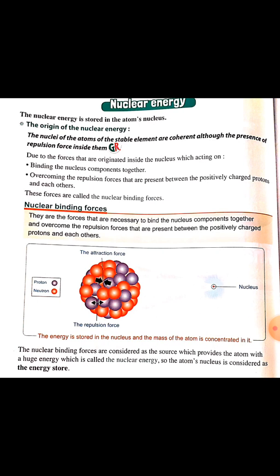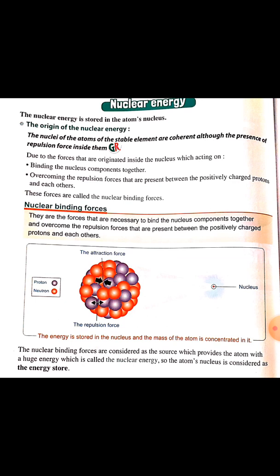You studied the atomic structure before, and already you know that the atom consists of a positive nucleus in the center and negative electrons rotating around it in energy levels. And inside this nucleus we have positive protons and neutral neutrons.